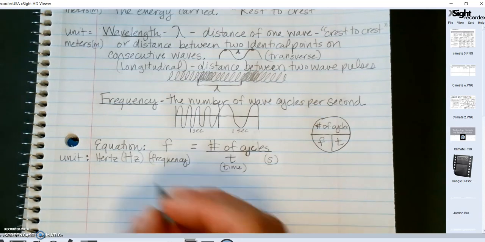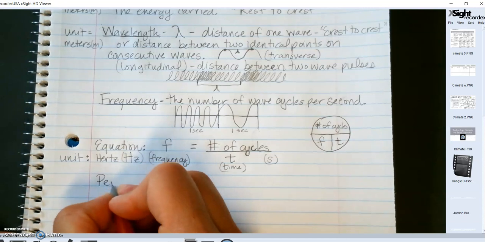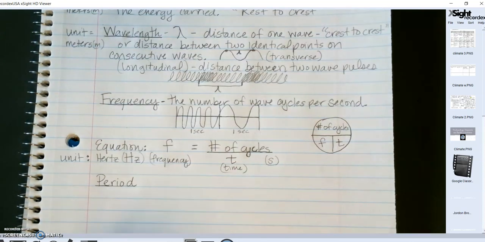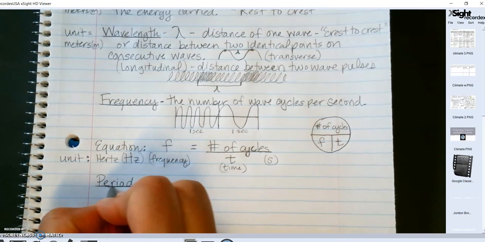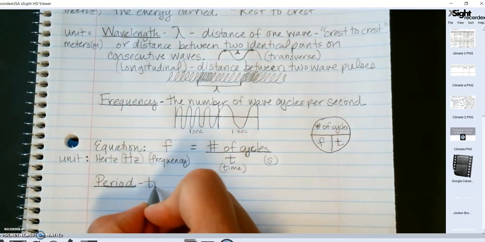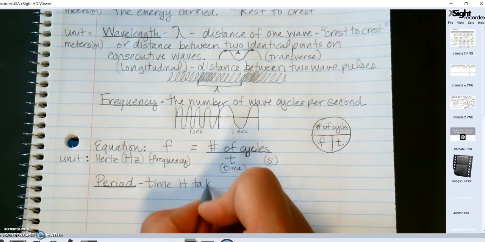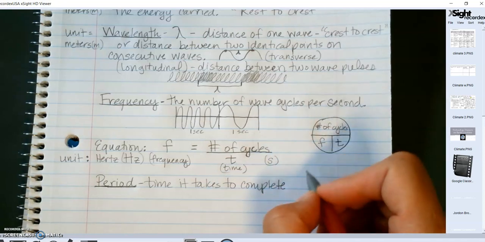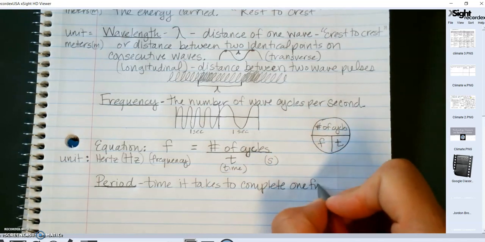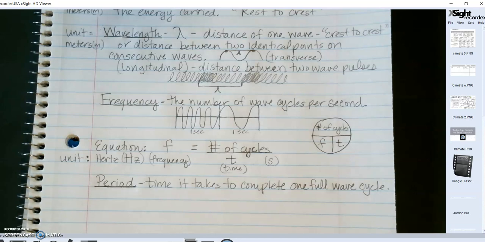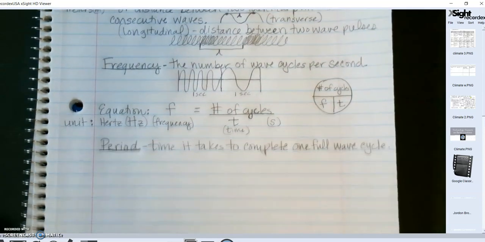Okay, so another property we're going to do is called period. So period is also a time. If you talk about a time period or a period of time, that's the same in waves. And since it is a time, it is going to be the time it takes to complete one full wave cycle. So the time it takes to complete one full wave cycle.